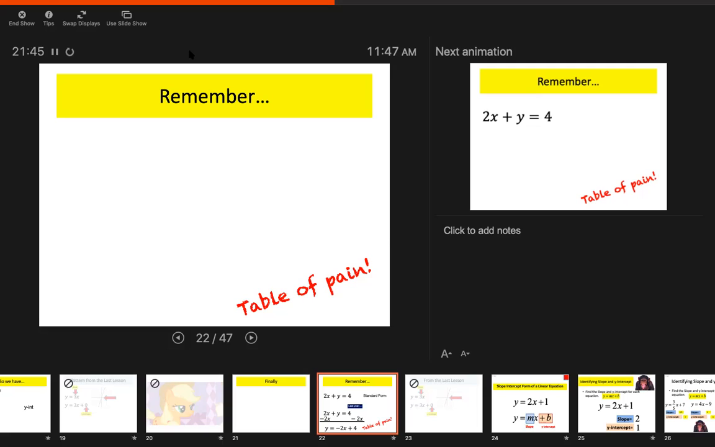There's a reason I'm doing this. They taught their kid what I'm about to teach you. It happens every year, but I'm not mad at the parent. I'm just saying they don't understand why you learn a table of pain. You learn a table of pain so you can graph anything: circles, triangles, lines, parabolas, ellipses.